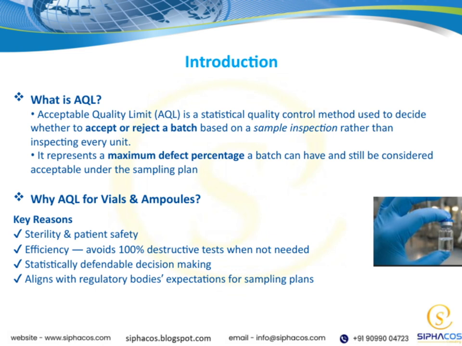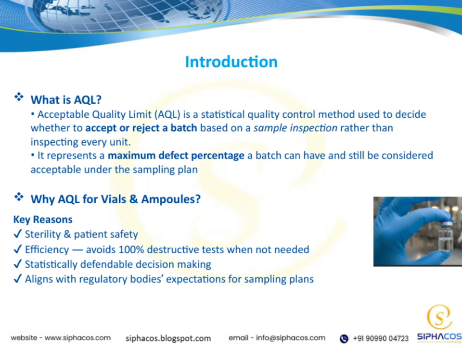Now, why do we use AQL specifically for vials and ampules? There are several key reasons. First, sterility and patient safety are paramount. Ensuring our products are safe and sterile is non-negotiable. Second, efficiency plays a big role. Instead of performing destructive tests on every unit, which can be time-consuming and costly, we can use sampling plans based on AQL, saving resources while maintaining quality.